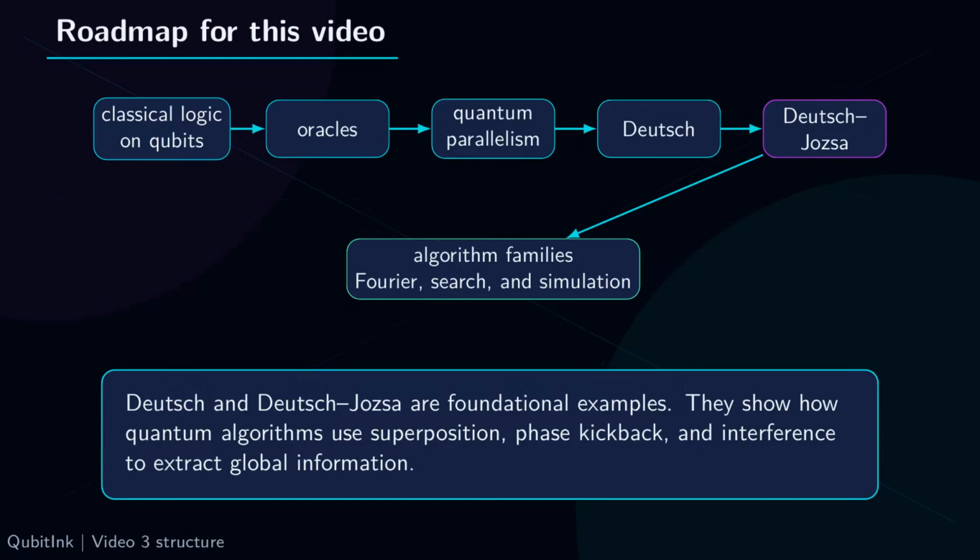The roadmap moves in a logical order. First, we explain why classical logic must be embedded into reversible quantum gates. Then we introduce oracles, which allow a classical function to be queried inside a quantum circuit. After that, we study quantum parallelism, where the oracle acts on a superposition of inputs. This leads to Deutsch's algorithm and then to the Deutsch-Jozsa algorithm. Finally, we place these examples into the broader algorithmic landscape: Fourier methods, search algorithms, and quantum simulation.